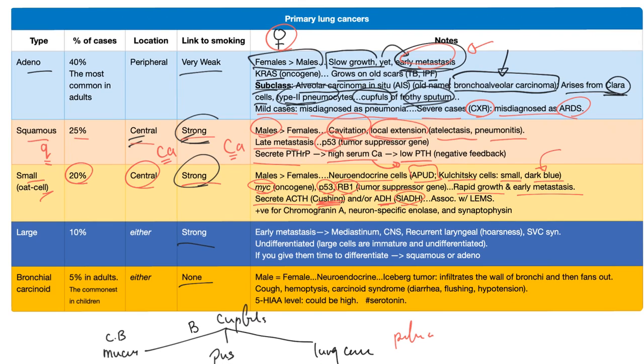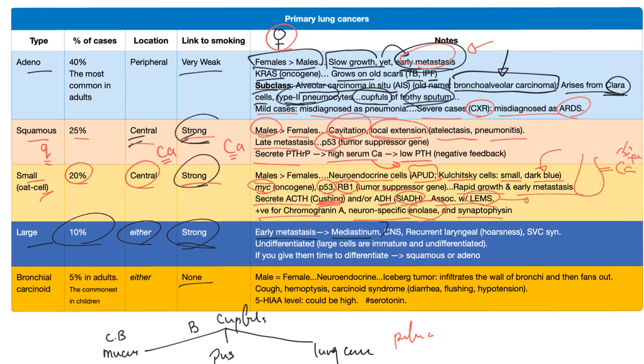And or ADH, this is called SIADH. Associated with Lambert-Eaton myasthenic syndrome leading to muscle weakness. The problem is in the presynaptic calcium channels when you have antibodies destroying them. It's positive for chromogranin A, neuron-specific enolase, and synaptophysin. Who named these things?